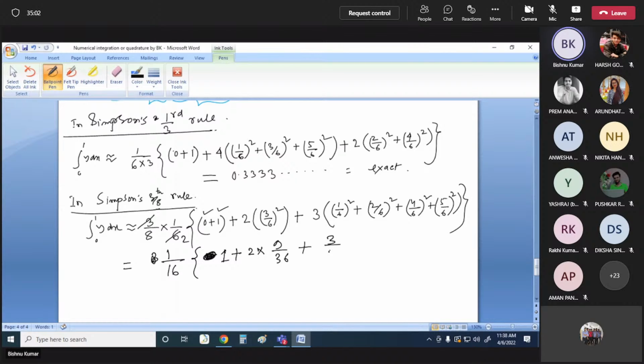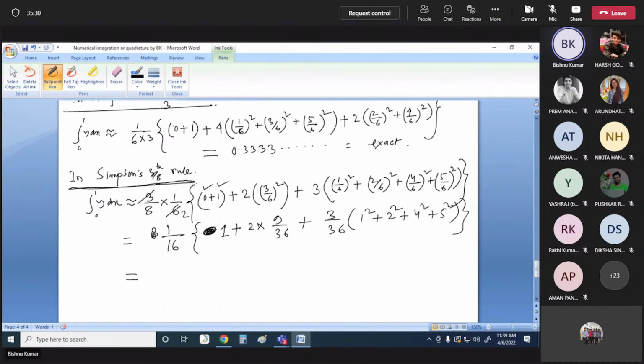1 square plus 2 square plus 4 square plus 5 square. Means it is 25, 16, 4, 1. In that way, what is after doing this calculation? It is coming. You just try to calculate. I think in Simpson 1/3 rule, here also you will get, basically Simpson 3/8 rule will give you more accurate result.